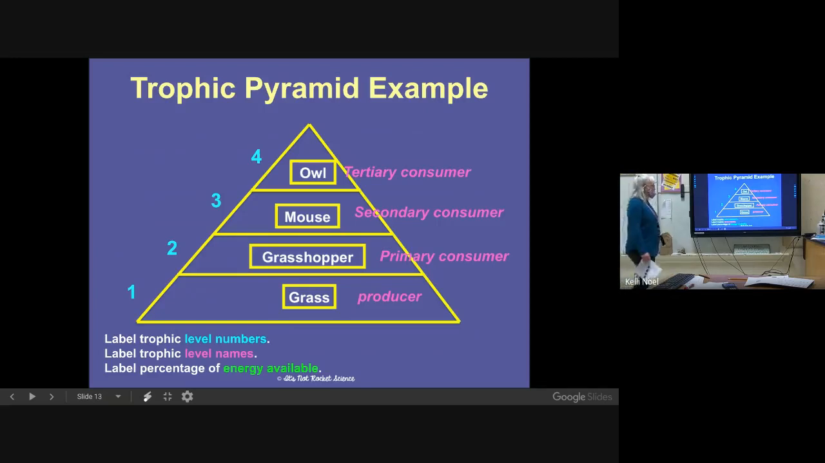And then you're going to usually see percentages. So the grass gets 100% of the energy. When the grasshopper eats the grass, it's only receiving 10% of that energy. When the mouse eats the grasshopper, it's only receiving 1% of that energy. And when the owl is eating the mouse, it gets 0.1%. So basically, you're dividing by 10 as you go up. I'm going to leave that there for a minute so that you can get that down.